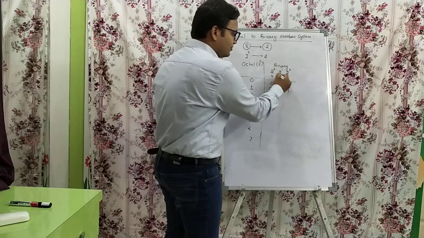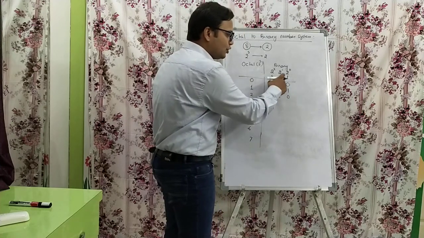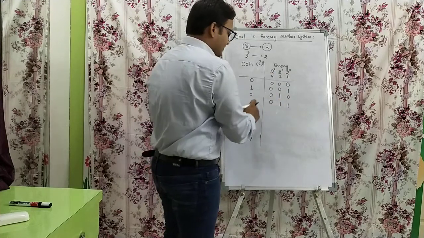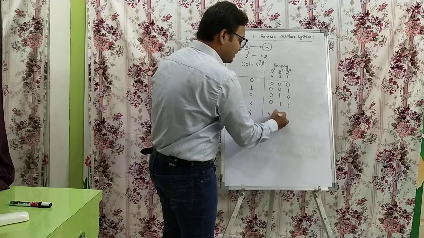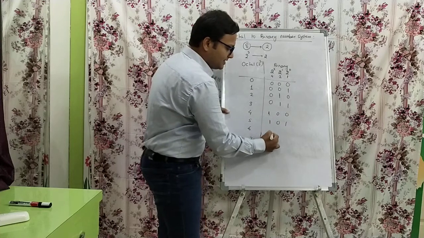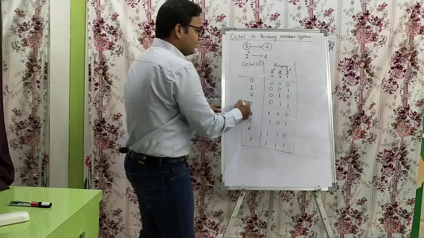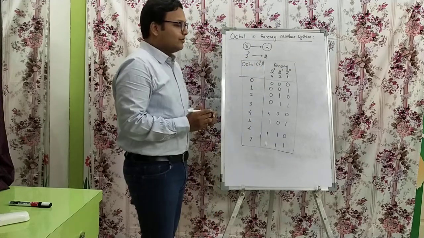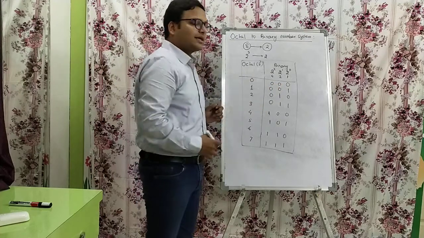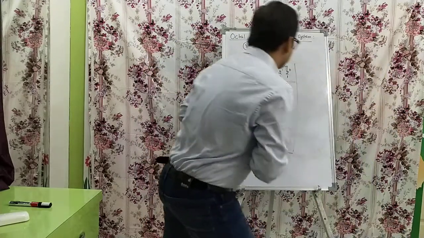So 2, where is 2? 1, 0, 0 wait, that is for 4; 2 is 0, 1, 0. Next 3, 3 means 2 plus 1, so 0, 1, 1. Next 4 means 1, and the other 2 places 0. Next 5 means 1, 0, 1. 6 means 1, 1, 0. 7 means 1, 1, 1. This is the conversion table from octal to binary. We can use this conversion table to convert the octal number system into the binary number system. We'll see some examples so that you can understand better.